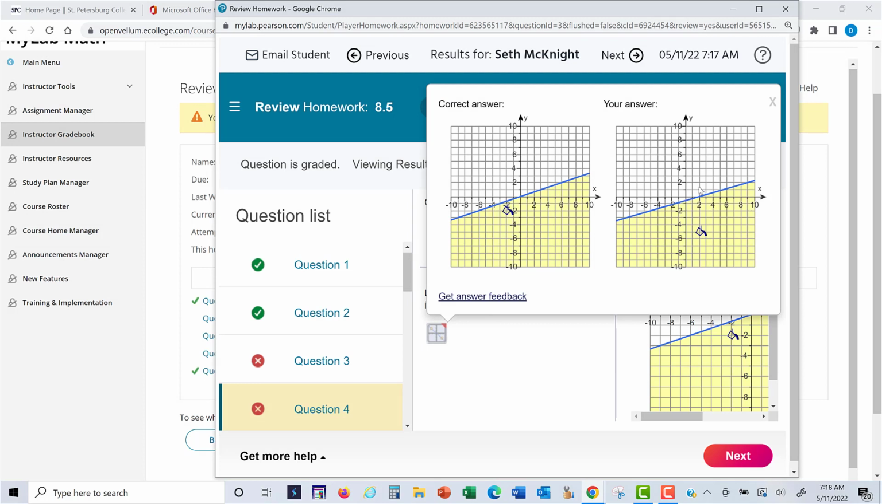So your graph is here on the left-hand side, and your graph is not going through the origin. Okay, so it's got to go through the origin. And then the second point that I picked was (3, 1), which you see graphed right here, and that's not showing up on your graph either. So that's why your graph was incorrect on these.